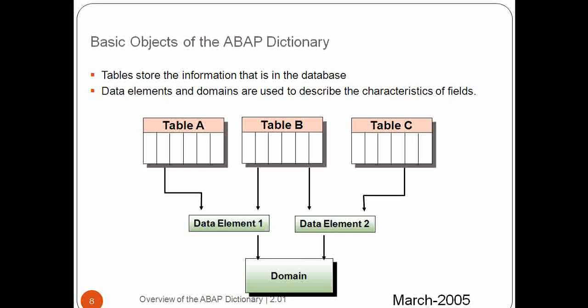Likewise for the domain. As this particular domain has 10 characters or 10 digits, and I want the same kind of requirement, I can just use the existing domain. So multiple data elements could have the same single domain. Likewise, multiple table fields could have a single data element. Okay, is it understandable?